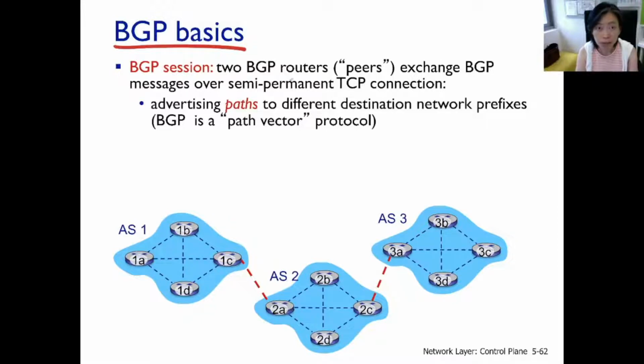Those BGP connections are often referred to as BGP sessions. So these routers will exchange messages over semi-permanent connections. The reason that they're called sessions is probably because it's semi-permanent, so it's on all the time, and occasionally you take it down and then restart it. So, semi-permanent TCP connections.